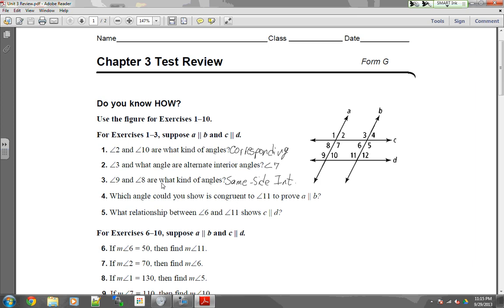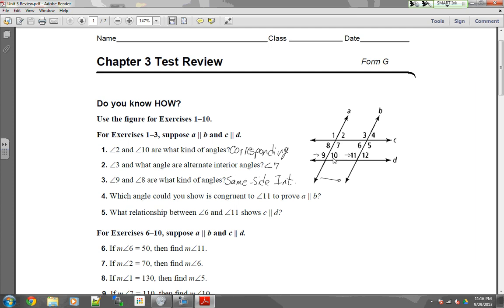Now, number 4, which angle could you show is congruent to angle 11 to prove A and B parallel? All right, so for A and B to be parallel, you couldn't use any of these angles, and you couldn't use any of these. But to prove it parallel, if you took this diagram and rotated it to where A and B looked more like C and D, it would be really easy to see that 11 and 9 are corresponding angles, because if you were to slide A over on top of B, they would be the same angle.